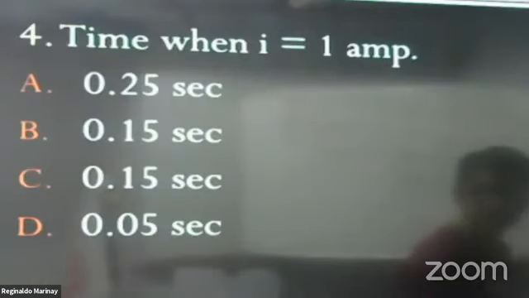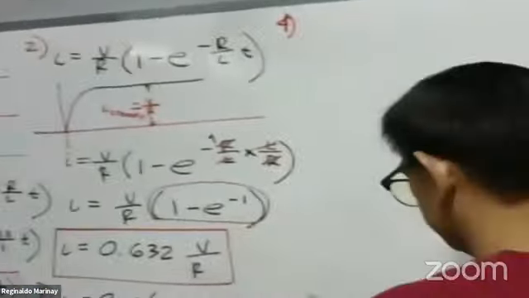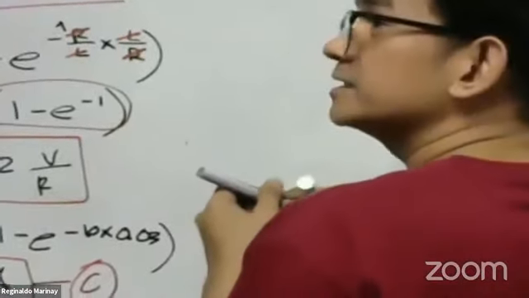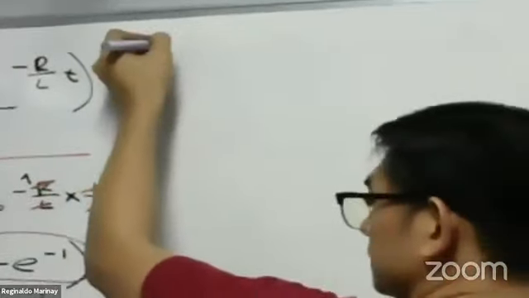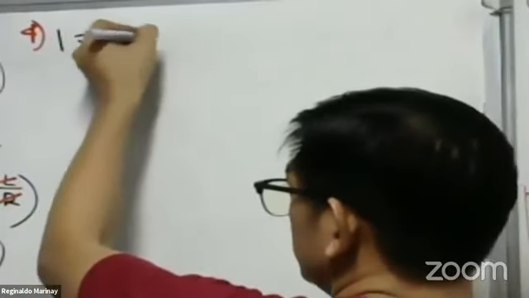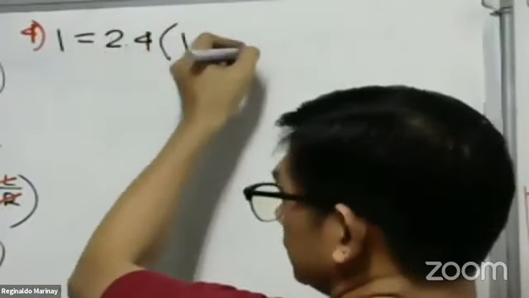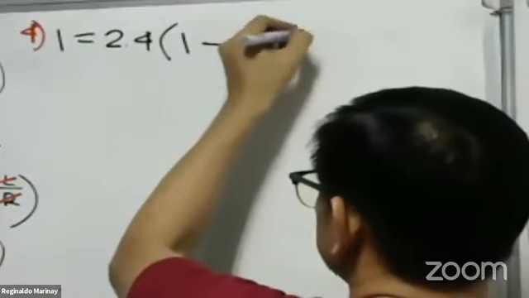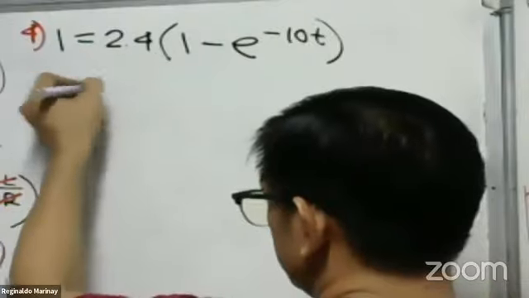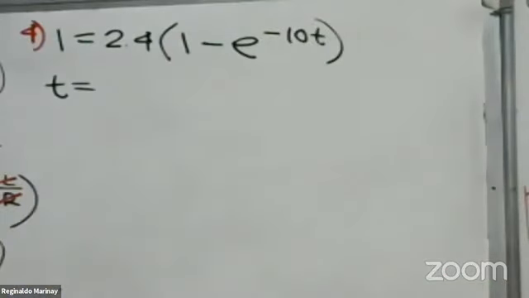Next, number 4. Okay, this one is the reverse. What we are looking for is the time. So what is our time? Number 4, time when? Okay. So in our formula, current is 1 ampere, which is equal to V over R, that is 2.4, then 1 minus e raised to negative 10t. Just shift solve. What is the answer, guys? Please.